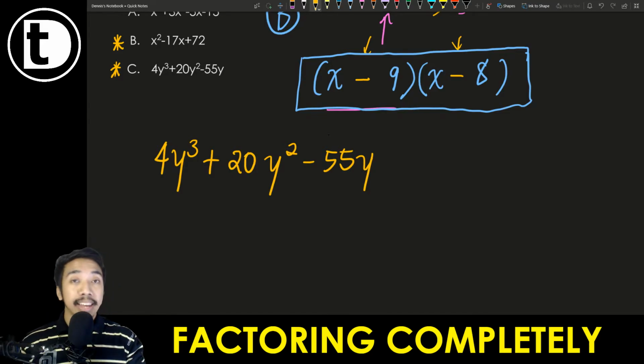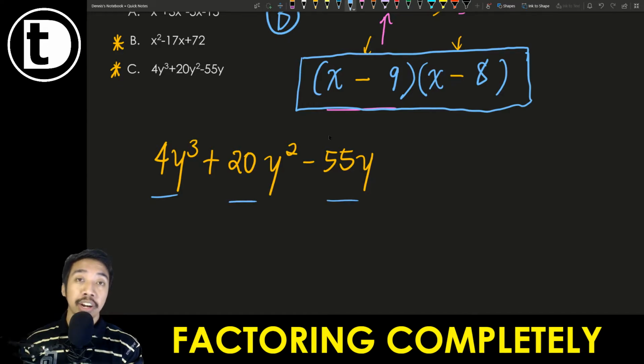So, again, rule of thumb, the first thing that you have to do is to check the greatest common monomial factor among these three terms. And as you can see, there is a common y to these three terms. So all you need to do is to remove y. Okay. And then later on, you divide each and every term, like 4y cubed divided by y, 20y squared divided by y, and negative 55y divided by y.